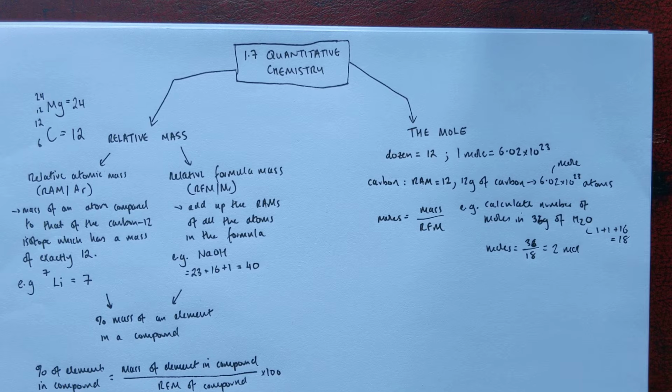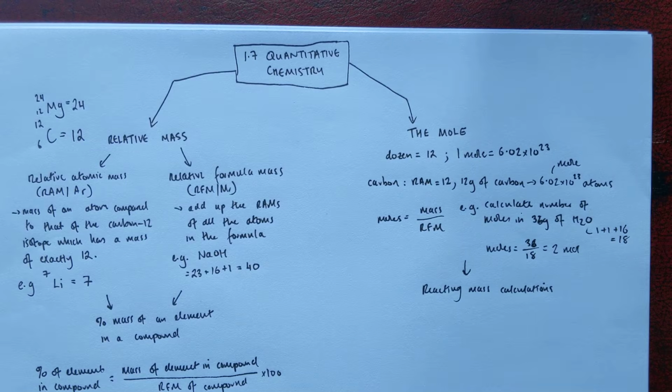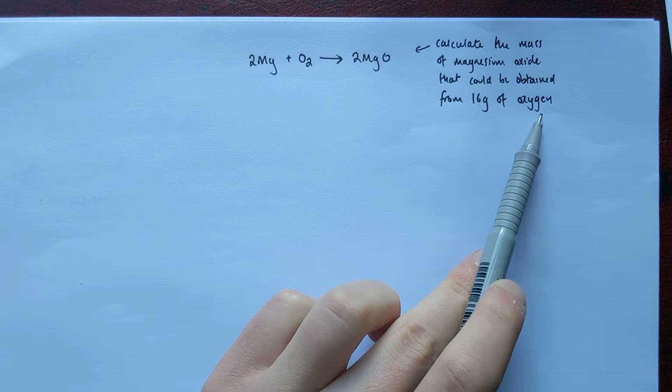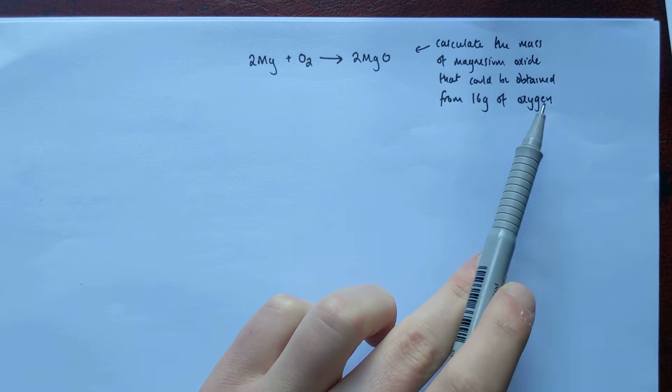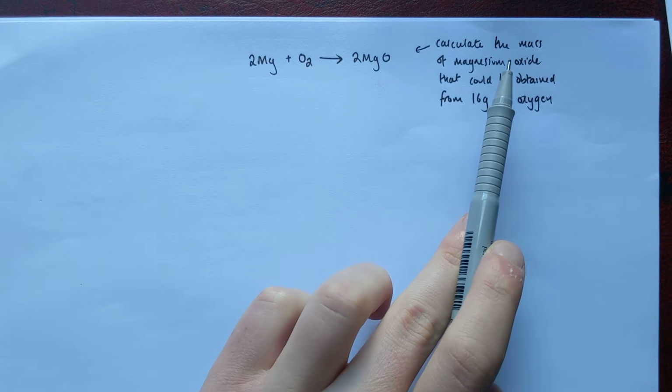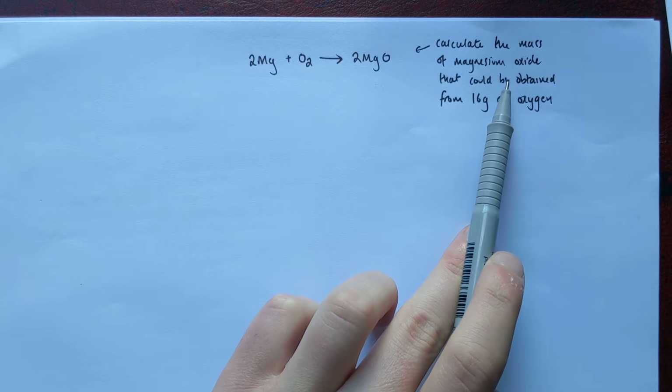Now this equation is very useful to us in a class of calculations known as reacting mass calculations, which we'll look at now. In this type of calculation, you're given the mass of one thing within the chemical equation. In this case, we've got magnesium reacting with oxygen to make magnesium oxide, and we're told we've got 16 grams of oxygen. Using that mass of one of the things in an equation, you have to work out the mass of one of the other things in the equation. So we're asked to work out how much magnesium oxide you would make.